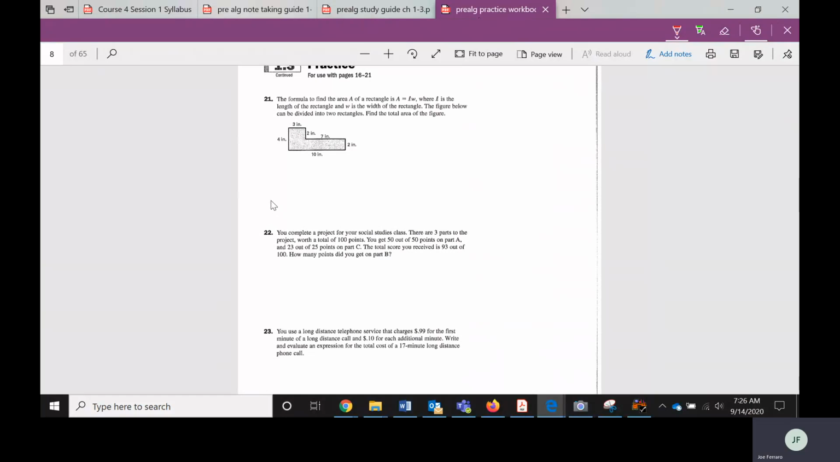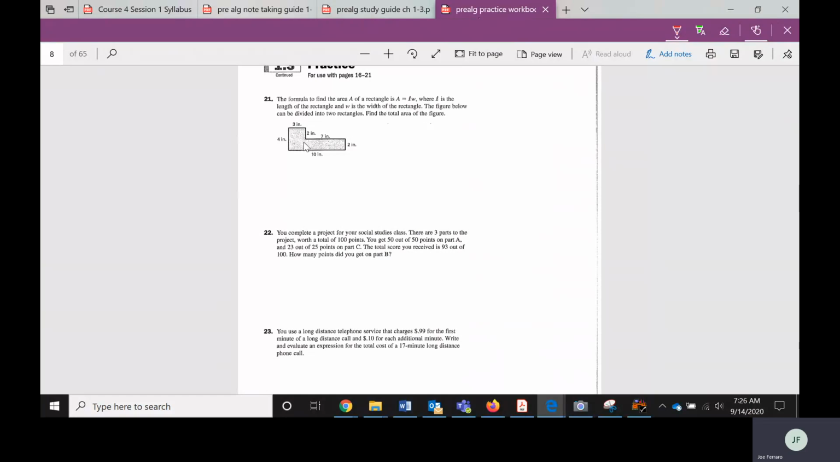I can start number 21 for you and just show you how they would do this, and then maybe you can finish it. So I'll get it started for you. It says a formula to find the area of a rectangle is length times width. A lot of us know that. Where L is the length and W is the width. The figure below can be divided into 2 rectangles. Find the total area of the figure.